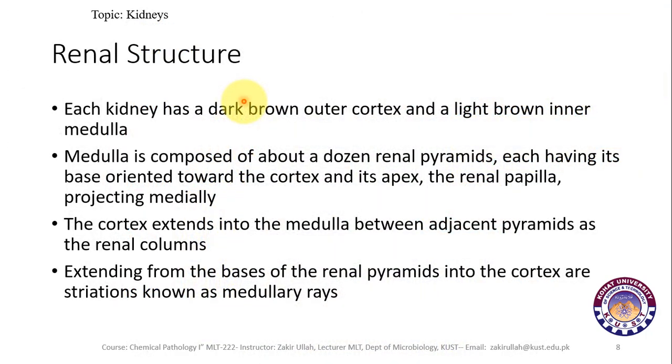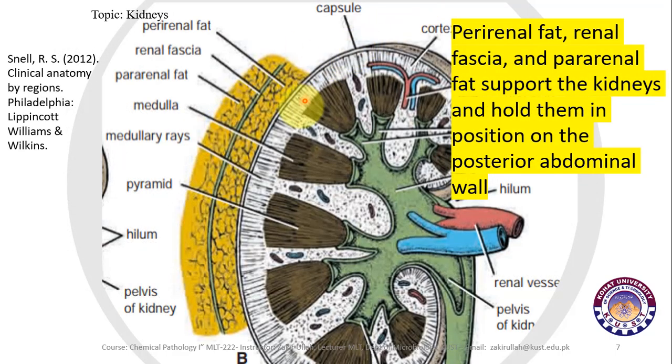The structure of the kidneys. Each kidney has a dark brown outer cortex and a light brown inner medulla. So if we divide the kidney into two colors, the dark color and the light color, the dark color is the brownish, that is the outer portion, and the light color, that is the inner. The outer one is the cortex, the inner one is the medulla. As we have seen in the structure, this is the cortex, which is the darker one, and this is the medulla.